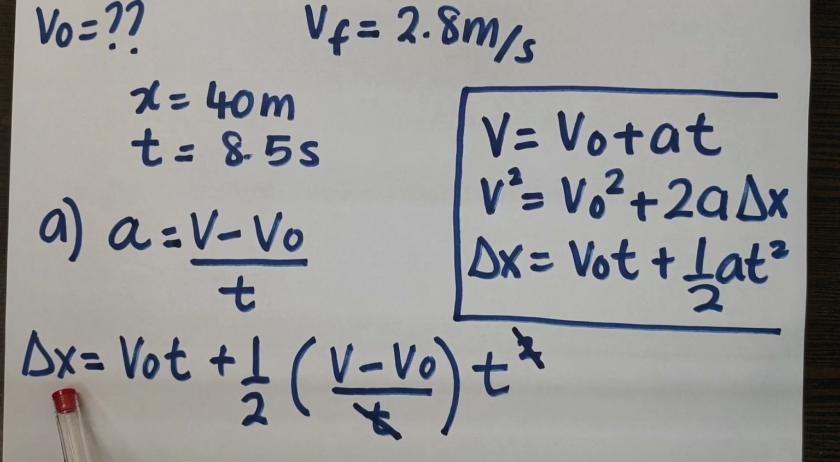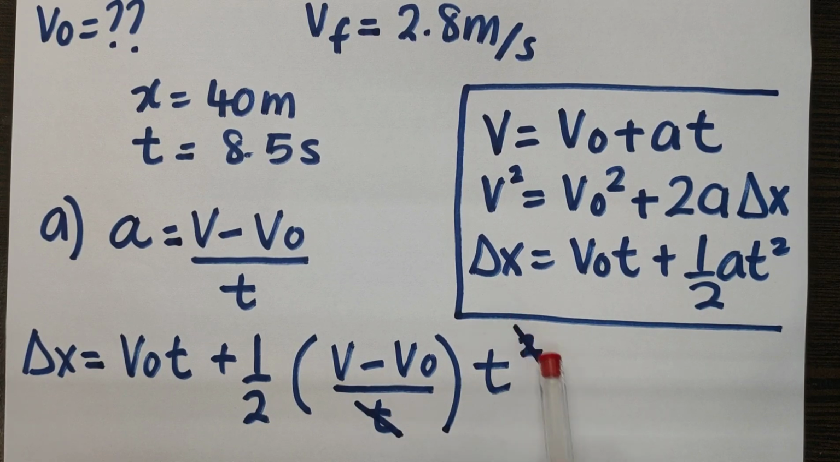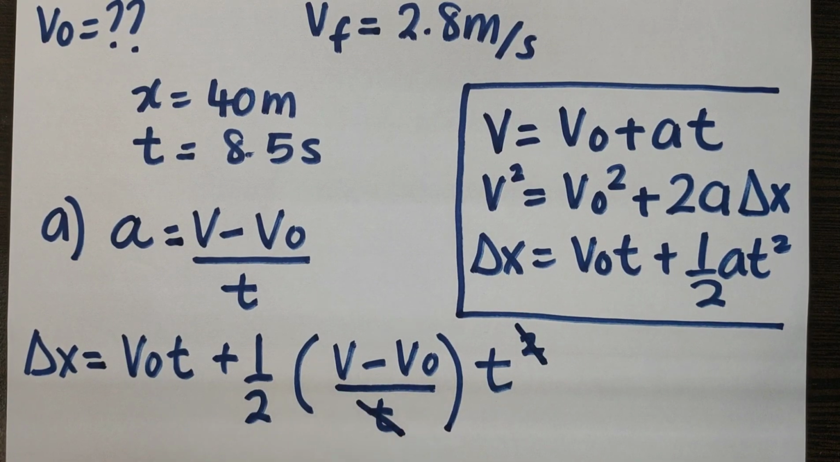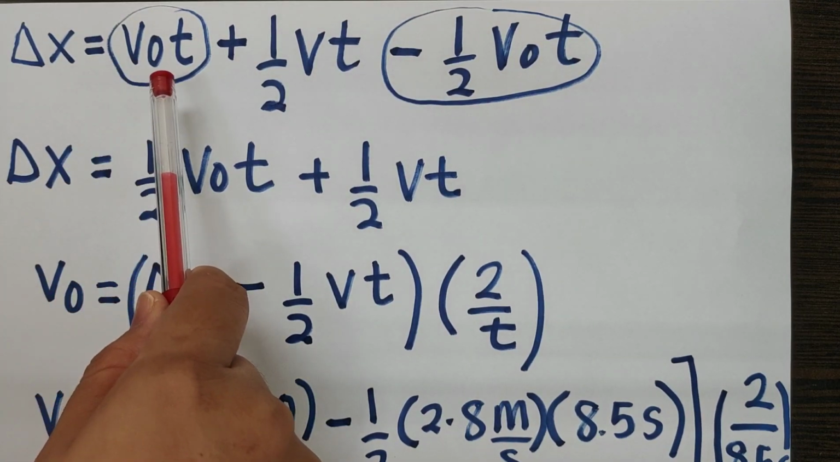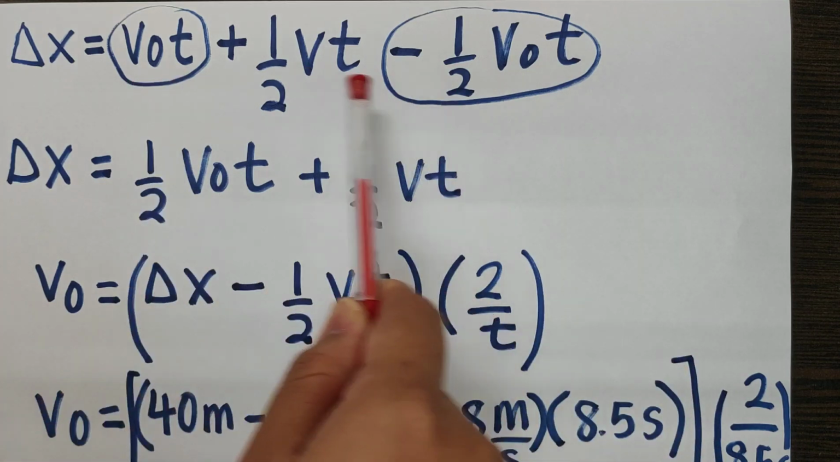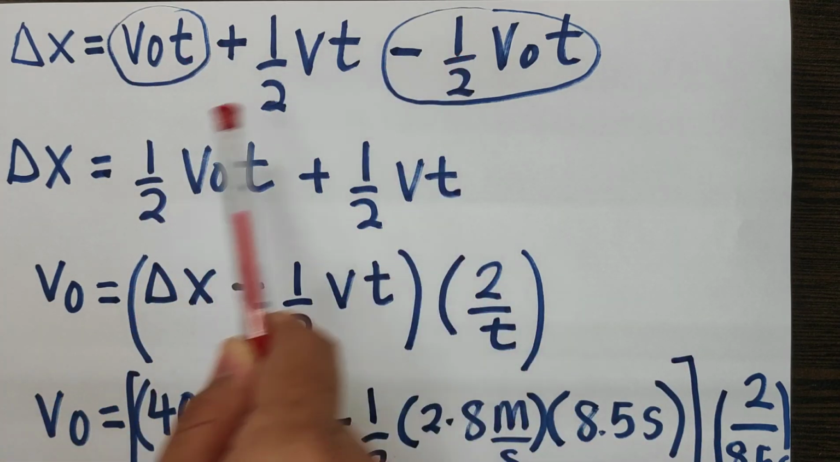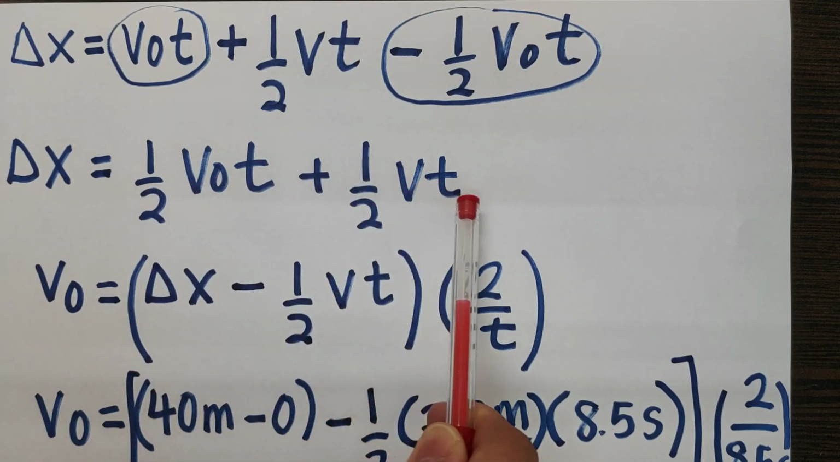And delta X equals V naught T plus half. We substitute acceleration from equation number 1, T squared. So this one T is cancelled out by this T. It then becomes delta X equals V naught T plus half Vt minus half V naught T. So the one that I circled can be minus. So it becomes delta X equals half V naught T plus half Vt.